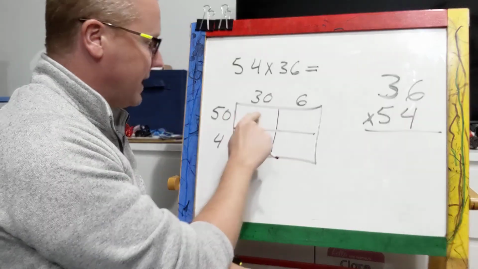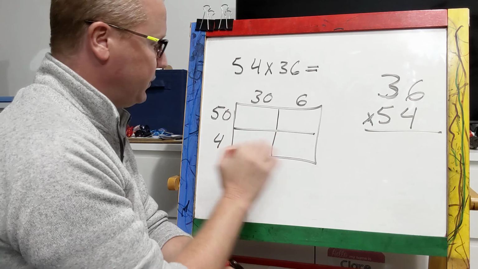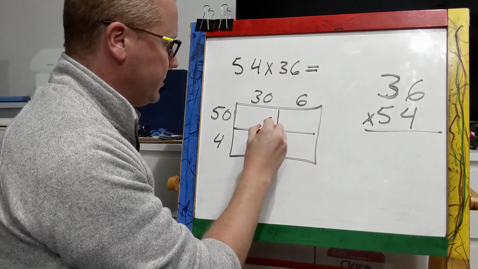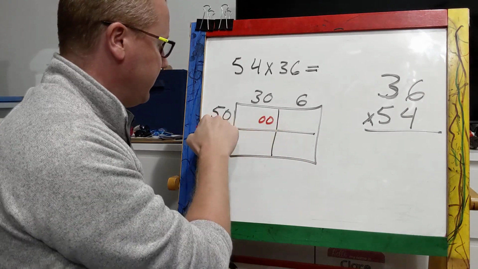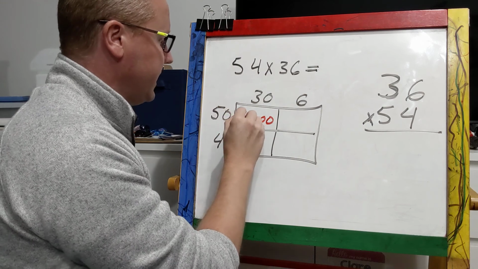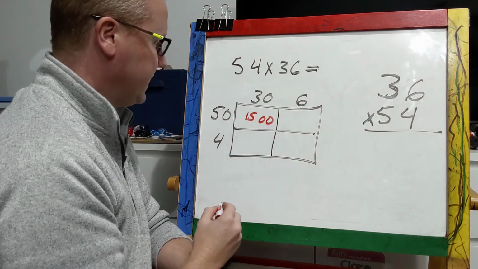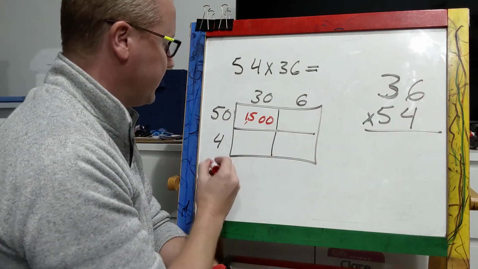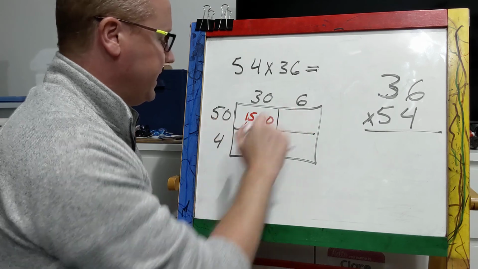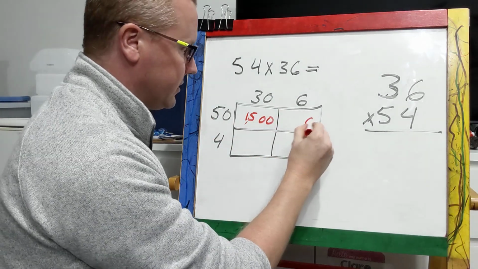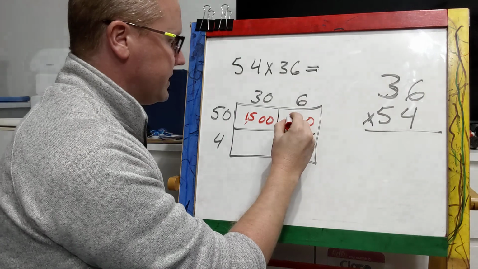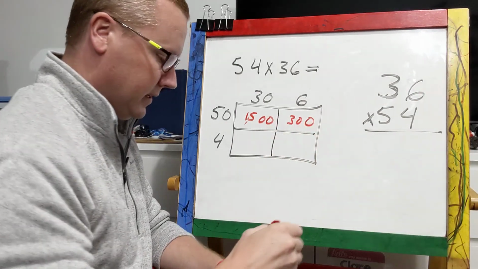So my first box I'm going to fill out is 50 times 30. You guys know about the zero trick, so I can do my two zeros. And I do 5 times 3 is 15. So you get 1,500. Now I do 50 times 6. Again, you can do the zero trick if you want. And 5 times 6 is 30.